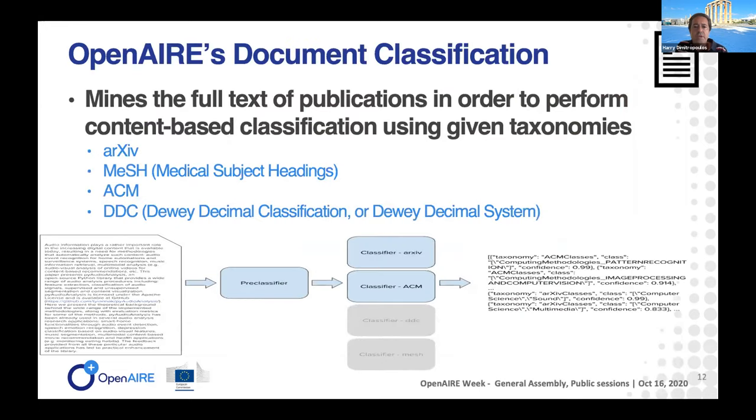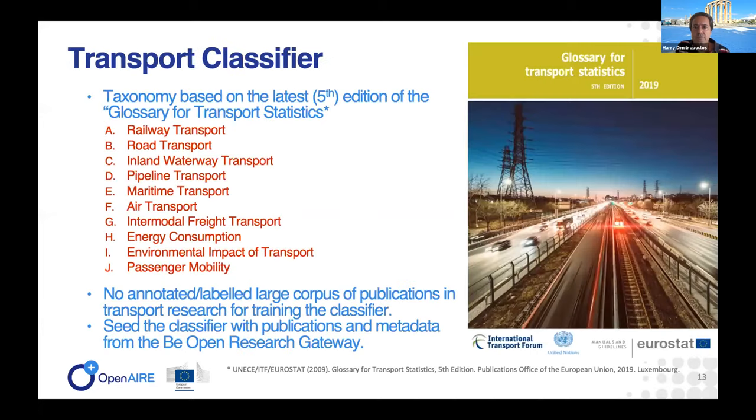Now in OpenAIRE we have a document classification system which mines the full text of publications in order to perform content-based classification using given taxonomies. At the moment we use some taxonomies, but we don't have a transport classifier. So in this project, we also want to create one based on the latest edition of the Glossary for Transport Statistics developed by the United Nations, Eurostat, and International Transport Forum.